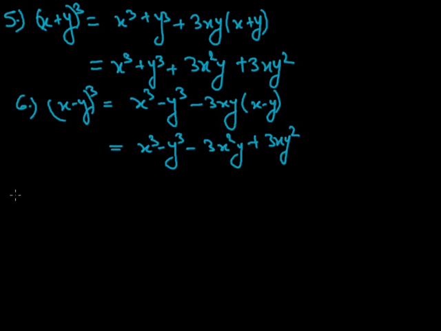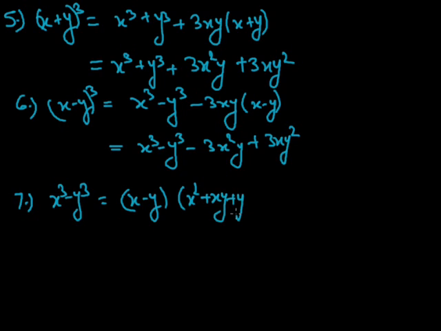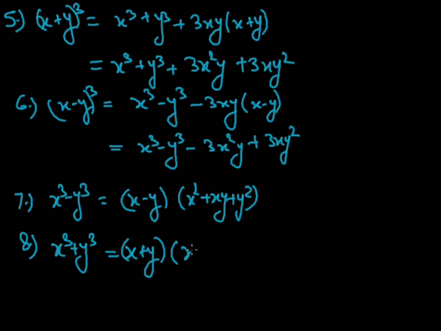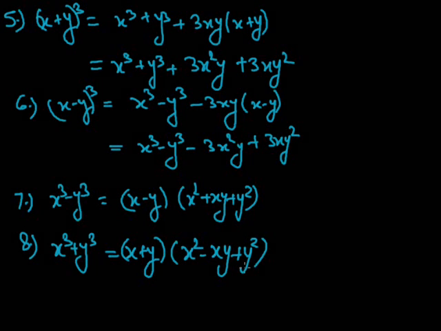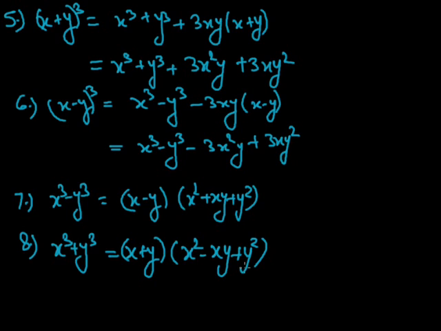Now the seventh identity is x cube minus y cube is equal to (x minus y) into (x square plus xy plus y square). Similarly, the eighth one is given by x cube plus y cube, that is equal to (x plus y) into (x square minus xy plus y square). We can see the proof of any identity from 5, 6, 7, 8.